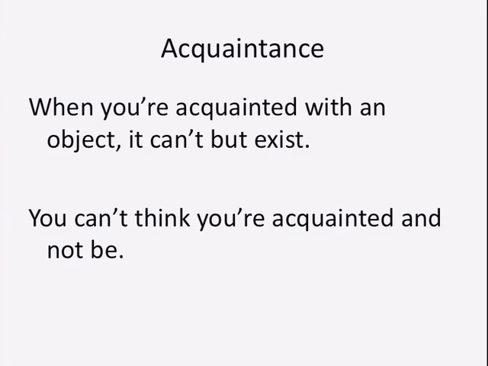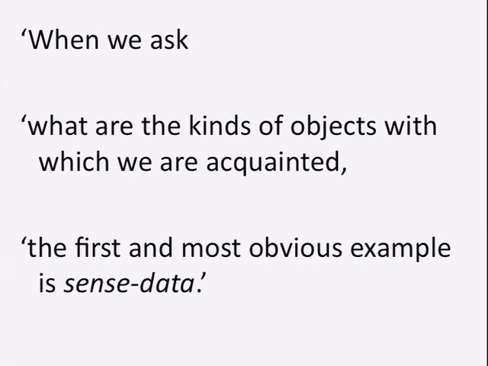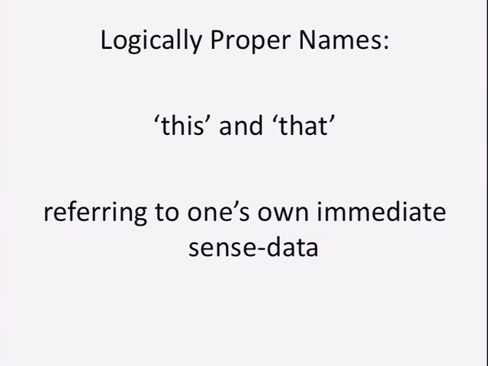He says, well, when you ask what kind of object could that be, the first and most obvious example is sense data. So you're acquainted with your own headaches, your own pains, your own sensations of redness. So the logically proper names are terms like this and that, referring to your own immediate sense data. If you think you've got a headache, then you just do have a headache. If you think you've got a sensation of red, then you just do have a sensation of red. I'm saying when you give your headache a name and you say, this has been bugging me all morning, then the thing you're referring to can't but exist.